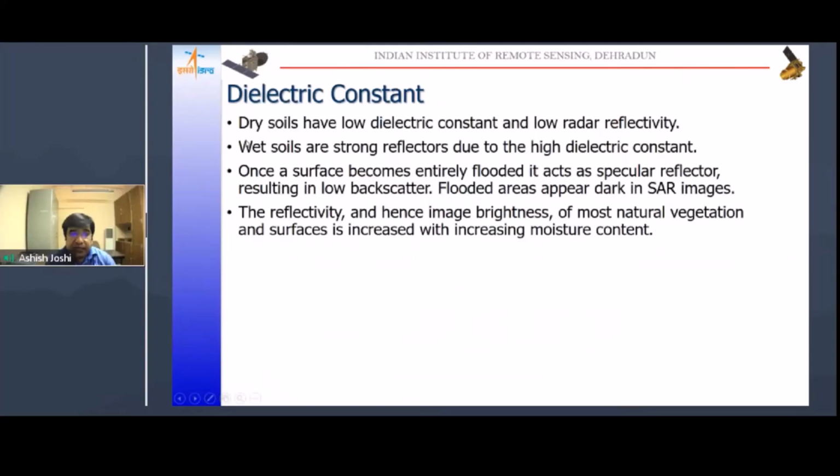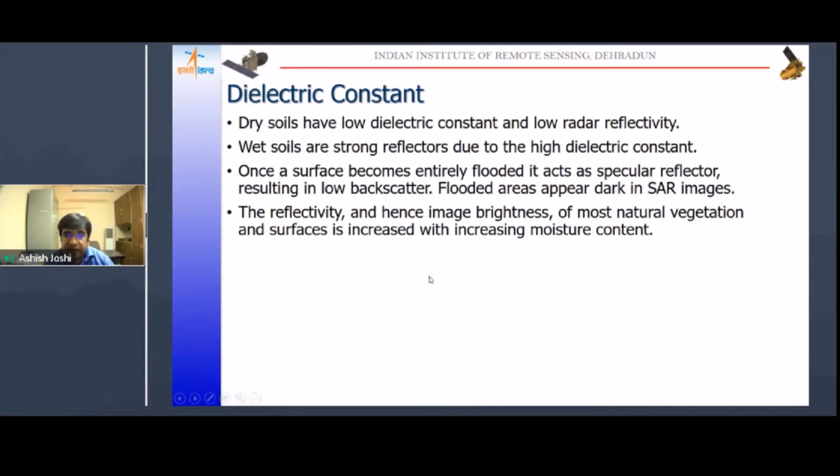So what are the properties? Dry soils have a low dielectric constant and low reflectivity. Wet soils are strong reflectors due to the high dielectric constant. Dry soils have a moderate dielectric constant, but wet soil will have a higher dielectric constant. So we get a lower backscatter energy for the dry soil, but for the wet soil we get higher backscatter energy. Once a surface becomes entirely flooded, it acts as a specular reflector, resulting in low backscatter. So flooded areas appear dark in the SAR images.